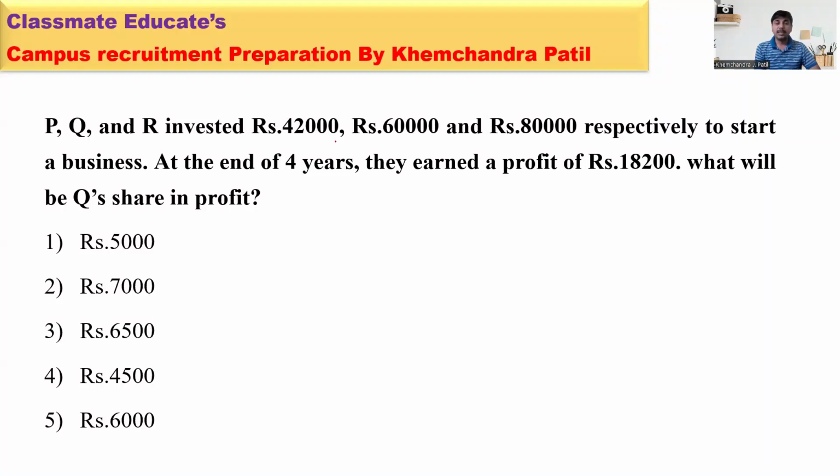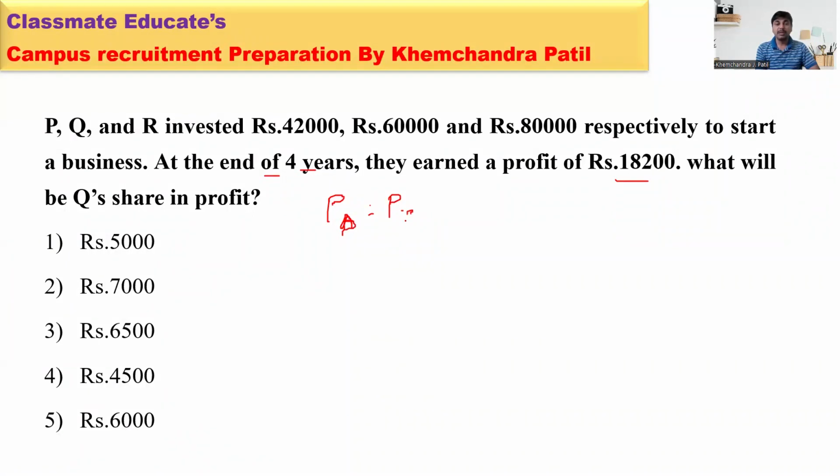P, Q, R invested 42,000, 60,000, and 80,000 respectively to start a business. At the end of 4 years, they earned the profit 18,200. Always remember the profit shared is always proportional to their investment if the time of investment of all partners are same. Now here, all partners invested their money for 4 years. So their profit will be directly shared as per their investment.